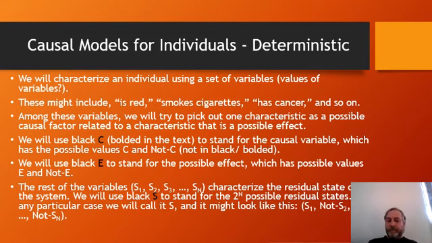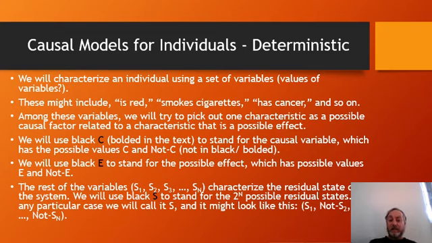So just think of an individual as a set of values of variables, and you can pick out any two and wonder if one is a cause and one is an effect of that cause. In the text they use bold C, but it doesn't show up in these slides, so I'm using black C to stand for a causal variable. That variable can have possible values C and not C.